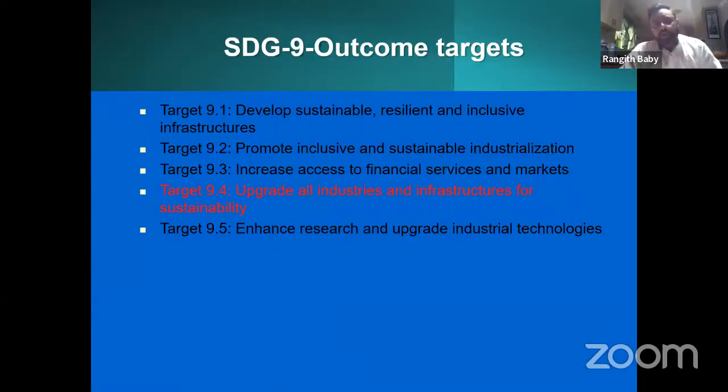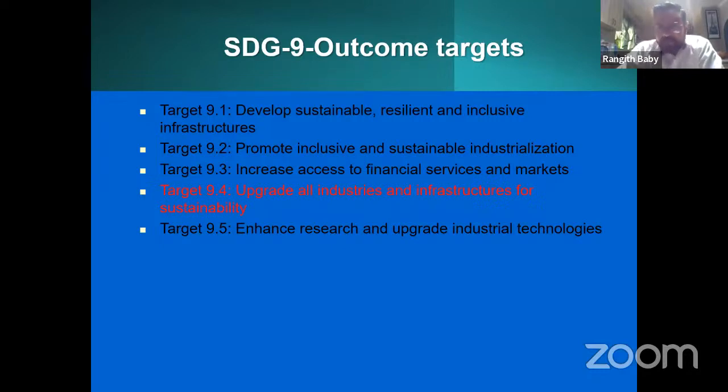So what are some of the outcome targets of SDG 9? SDG 9 has 5 specific targets. The first is to develop sustainable, resilient, and inclusive infrastructures. The second is to promote inclusive and sustainable industrialization. The third is to increase access to financial services and markets. Number 4 is to upgrade all industries and infrastructure for sustainability. And 5 is to enhance research and upgrade industrial technologies.